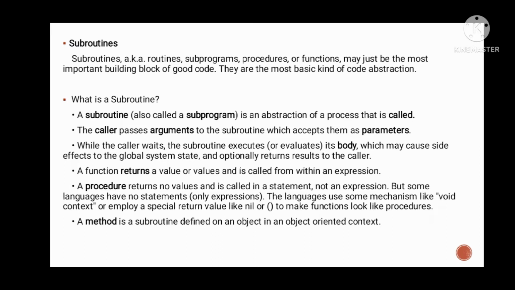The caller passes arguments to the subroutine, which accepts them as parameters. While the caller waits, the subroutine executes or evaluates its body, which may cause side effects to the global system state and optionally return a result to the caller.